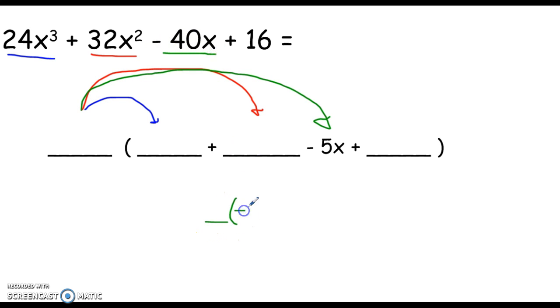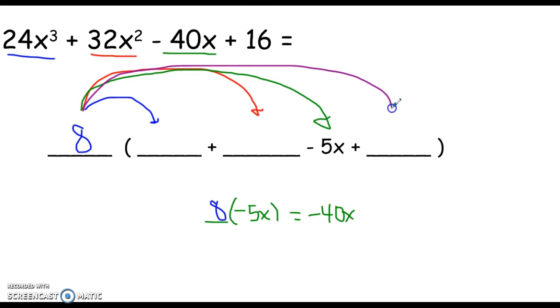Something times negative 5x equals a negative 40x. Well, we know that it has to be a positive because my answer was negative. And negative 40 divided by negative 5 is 8. So 8's going to go in front, and that's going to help me figure out the rest. 8 times what is 16? Well, that's 2.